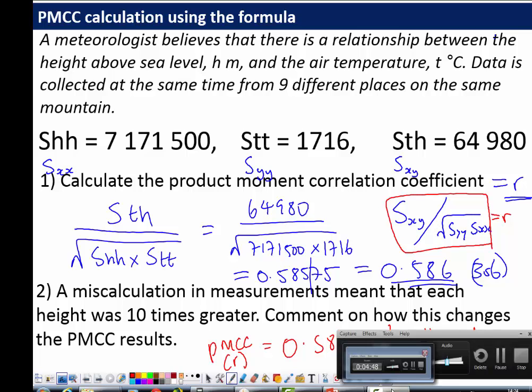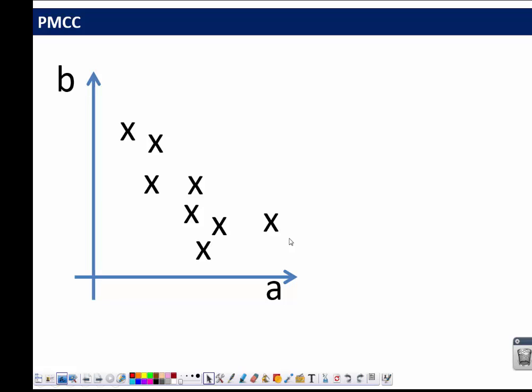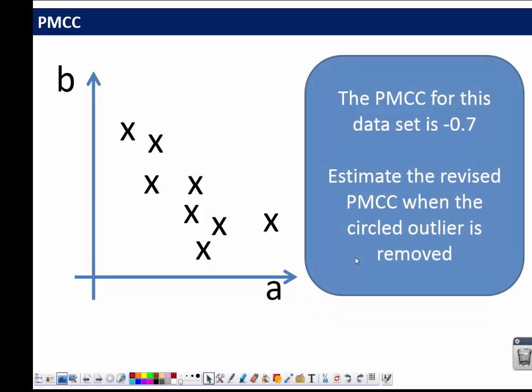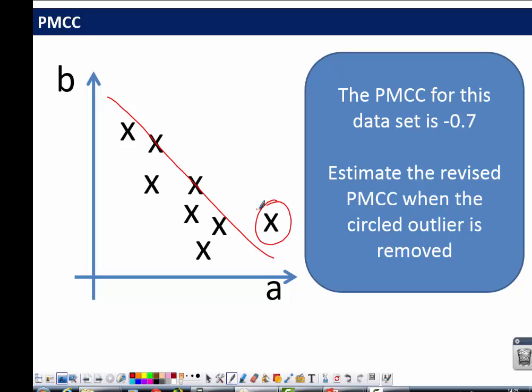Okay, we have some interpretation questions we're going to whip through, looking at PMCC. The first question: we have a scatter diagram, we have variables A and B. The PMCC for this data is minus 0.7. Minus because it's going from the bottom right up to the top left. Now, the piece of data circled, this outlier, is removed and we're asked to find out what the PMCC is. So we have a value of minus 0.7 and what would the new value be?